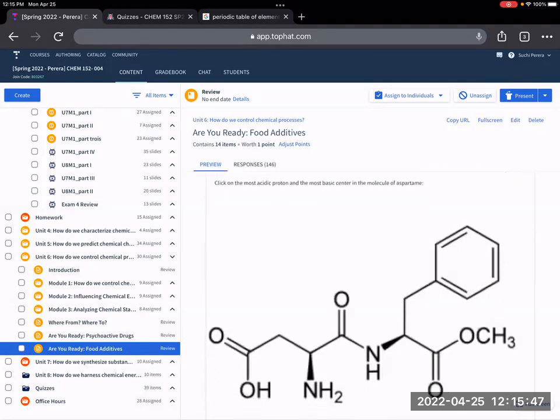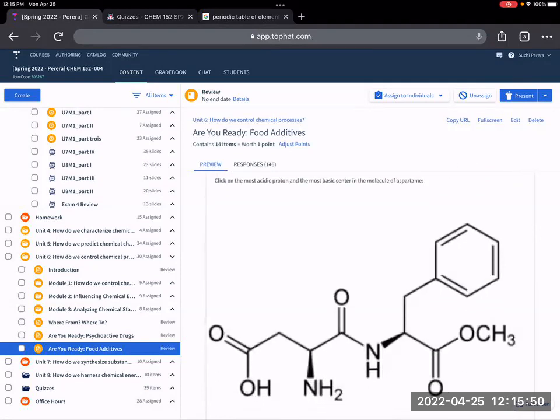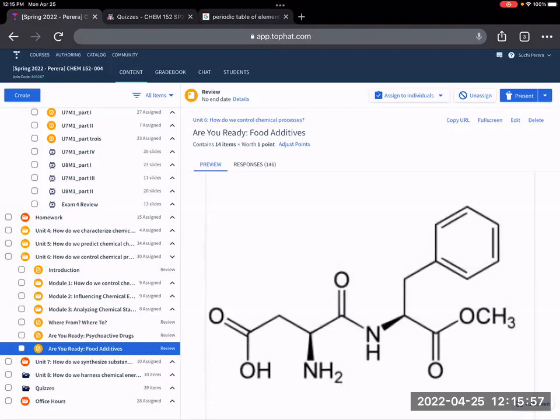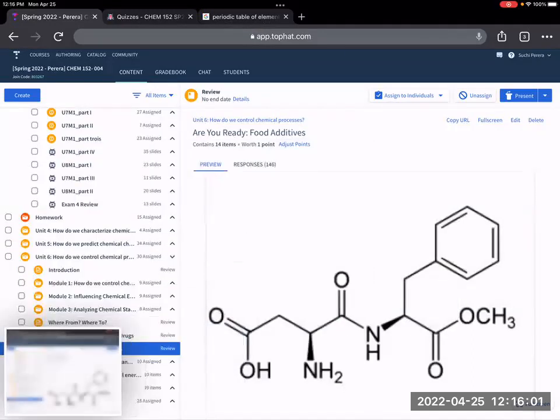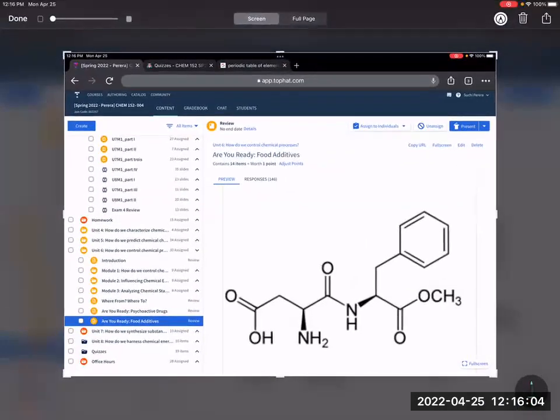Okay, click on the most acidic proton and the most basic center in the molecule of aspartame. Okay, so when it comes to acidic protons, we have hydrogen bound to nitrogen, hydrogen bound to carbon, and hydrogen bound to oxygen. So based on feature 1, which is the charge bearing atom, the more electronegative atom is going to be more stable when it is carrying the negative charge, right?